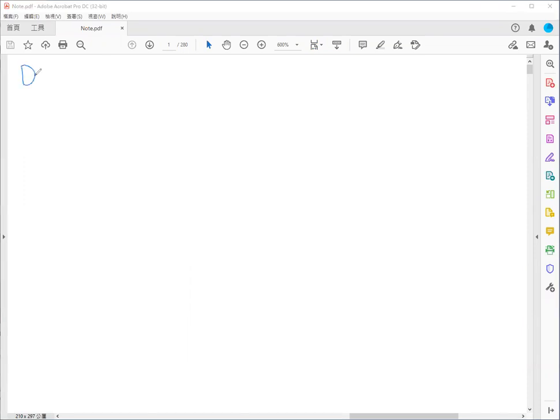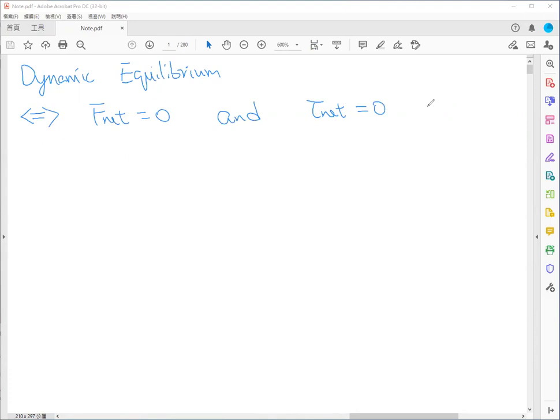So, dynamic equilibrium. The object is in dynamic equilibrium if and only if, okay, we can say the net force is zero and the net moment is zero at any point. So you need to make sure that the net moment is zero, whatever the point you take the moment.